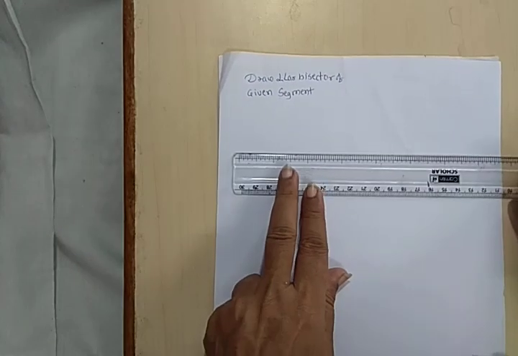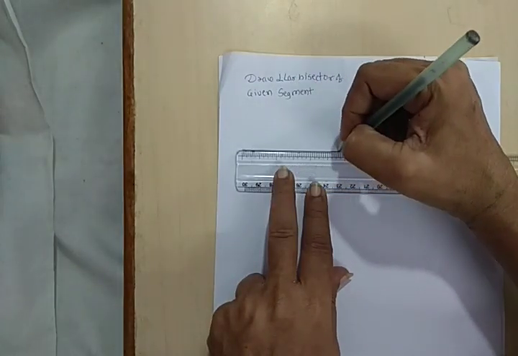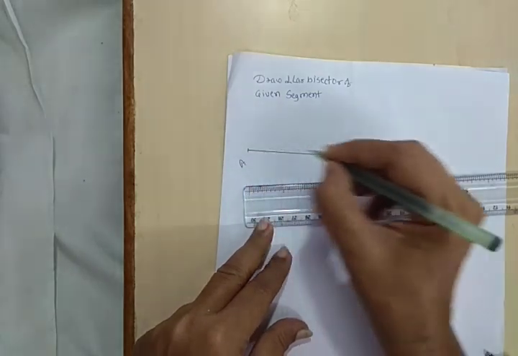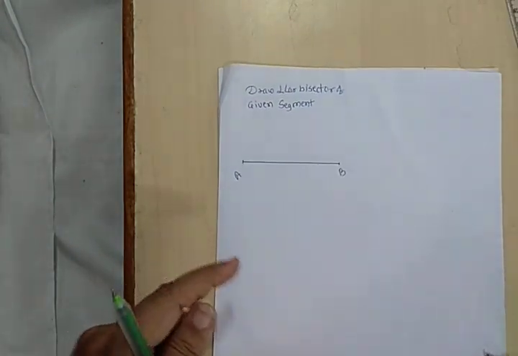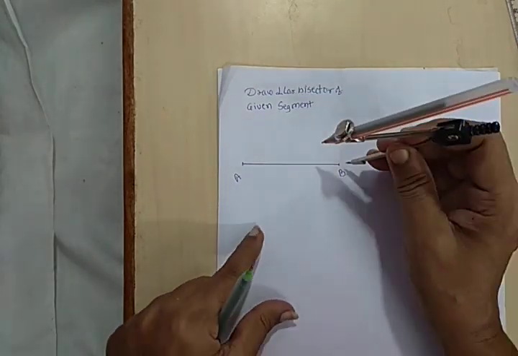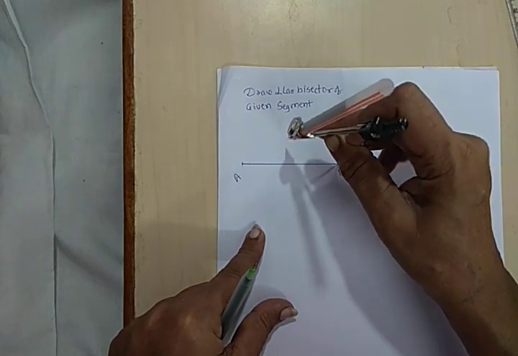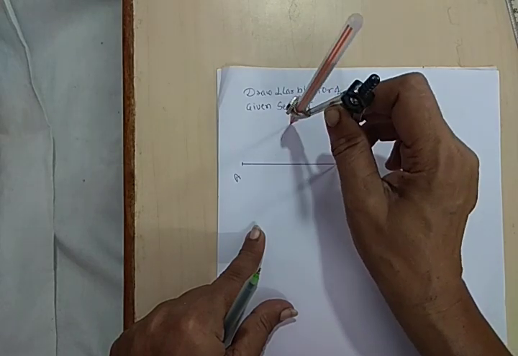Here, I have taken a segment of any length. AB is a segment. Now I want to draw its perpendicular bisector. For that purpose, what do? I find 2 points, at least 2 points, because 2 points define a line. 2 points which are equidistant from point A and B.